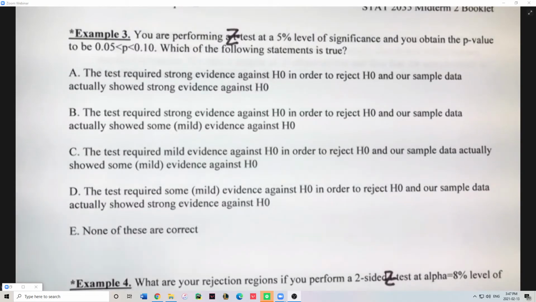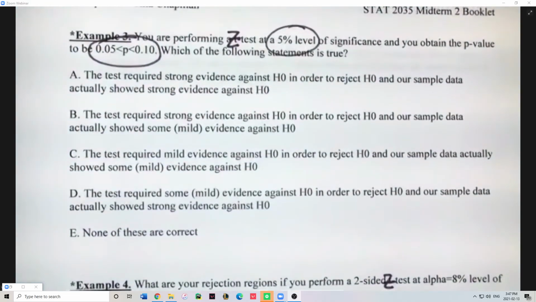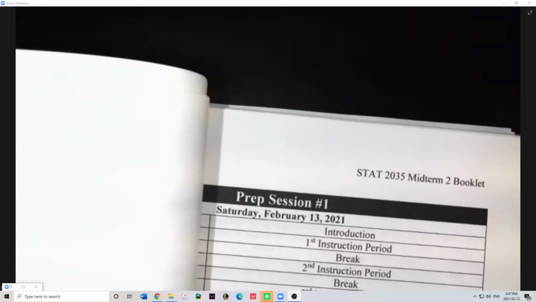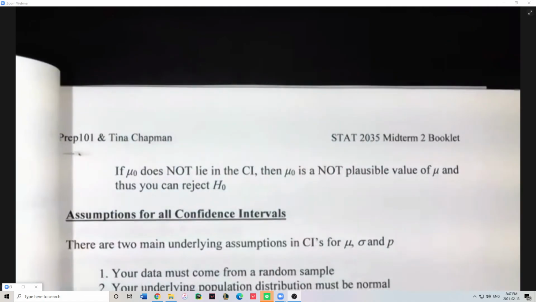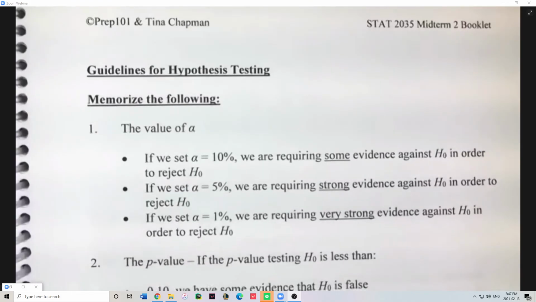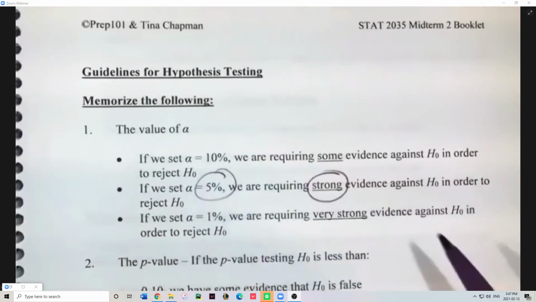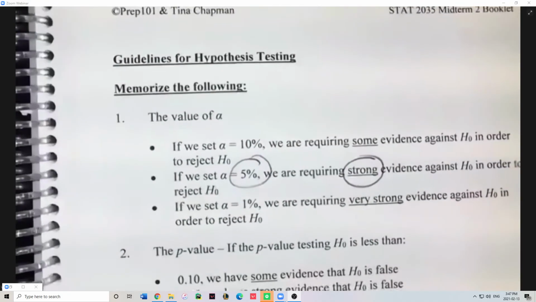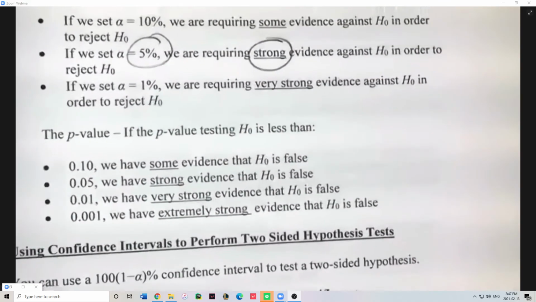So 5% level, and then p-value 0.05 to 0.1. I think I have the chart in the front of the book too. Yeah, so the test requires 5%, so the test requires strong evidence. And then the p-value, flip to that, between 0.05 and 0.1.